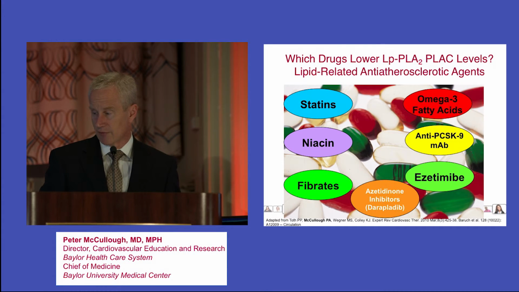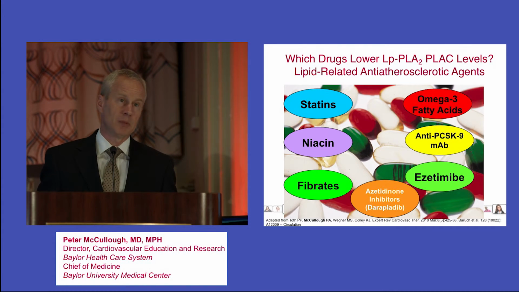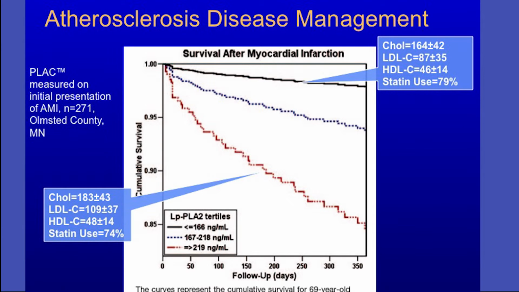I've always thought this, out of all the papers measuring the PLAC assay, was one of the more powerful ones. This is from the Mayo Clinic. These are patients in Olmsted County who had acute MI, 271 patients who had the PLAC test measured at about the time of the acute MI, and they were organized into these tertiles. And you can see here, under the PLAC concentration assay, those who had less than 166 had nearly perfect survival out to a year, with really a dramatic difference, about a 15% mortality, in those who had a much higher value.